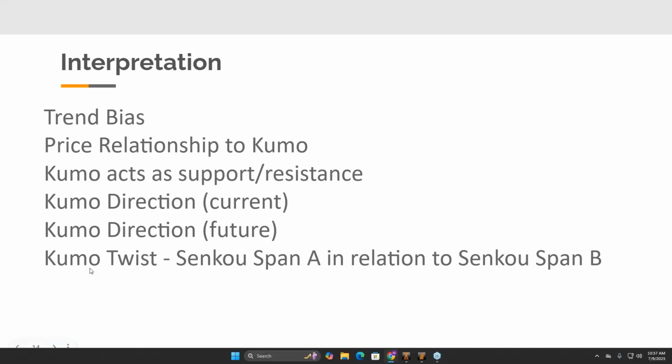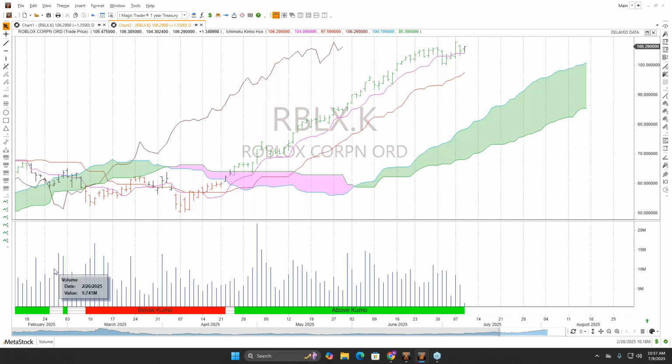So let's jump back into the chart. If I'm looking at Roblox, let's just say we're looking at it right here where it went above the Kumo, or above the cloud. This would be an indication of bullishness because we're up above the cloud. Our last Kumo twist was bearish, so that's a bearish indication, and you can see that we have a red cloud that's also bearish. Our Senkou span A is above our Senkou span B, that's bullish.